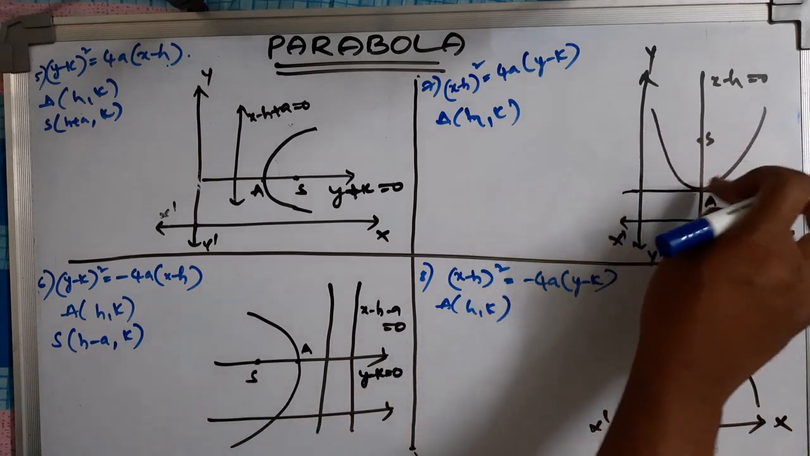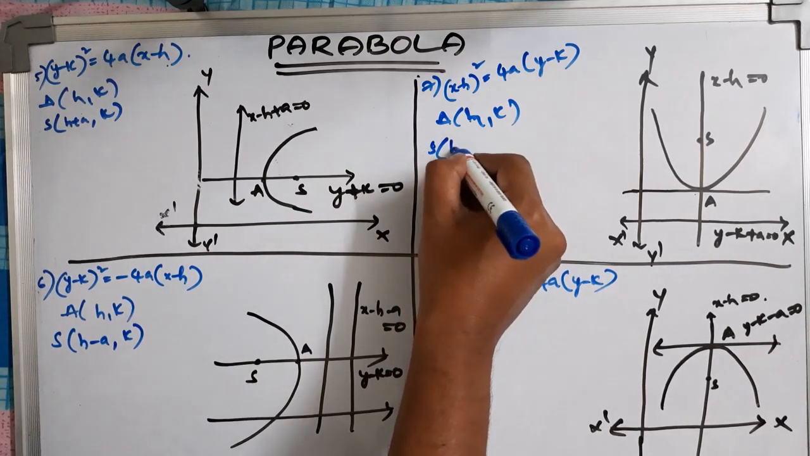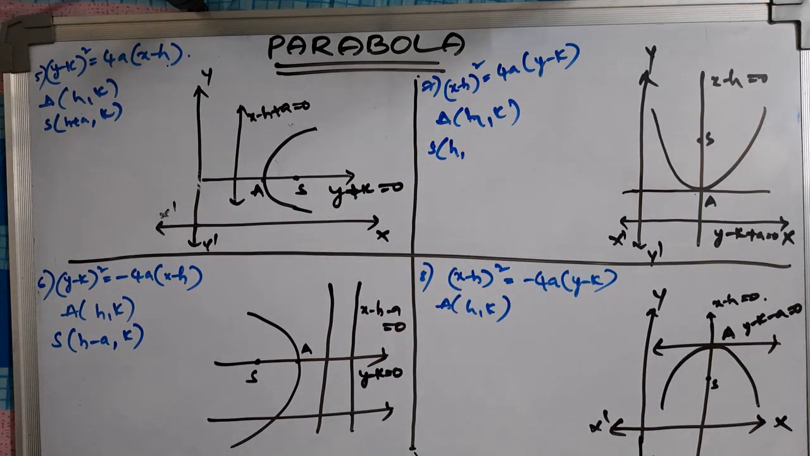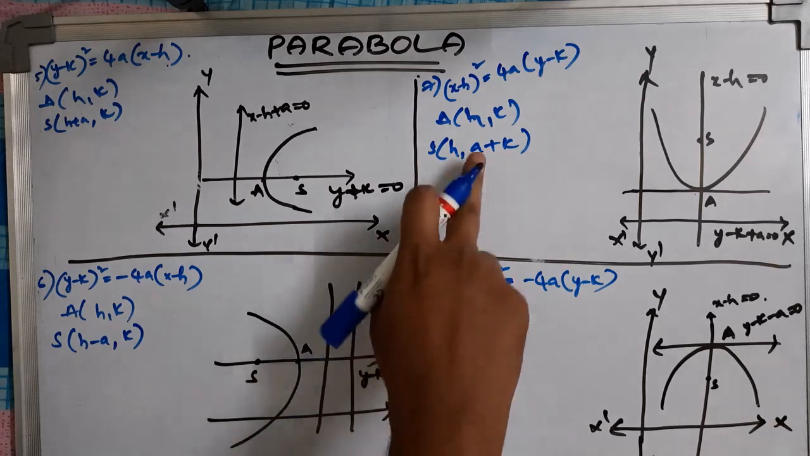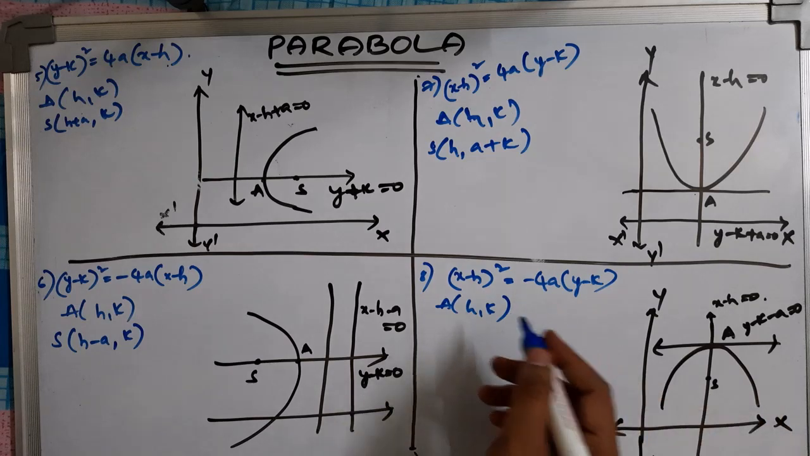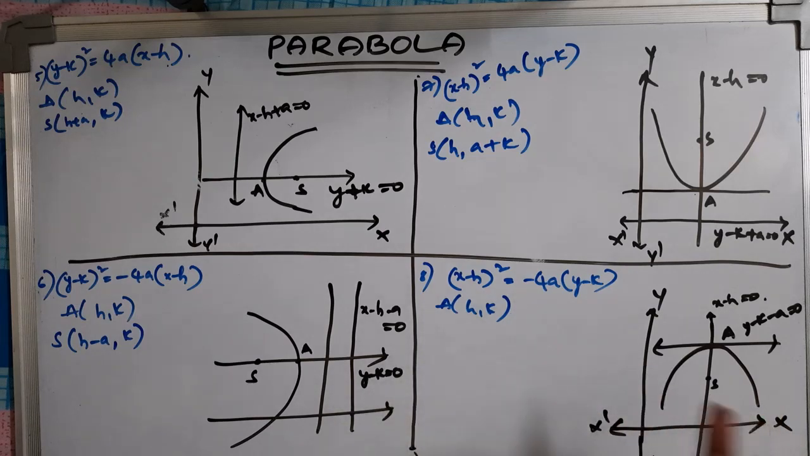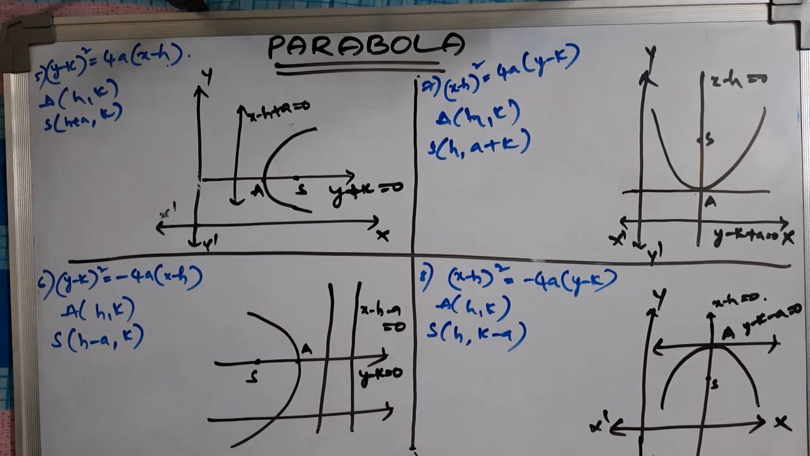Here it lies towards the y-axis, so the focus has h itself and k plus a, otherwise a plus k, because the value of a is positive. Here it lies towards the negative side, so the value of a becomes minus a. So the focus becomes h comma k minus a. I think you will get it, right? Next, we have the focus and the vertex of all these.